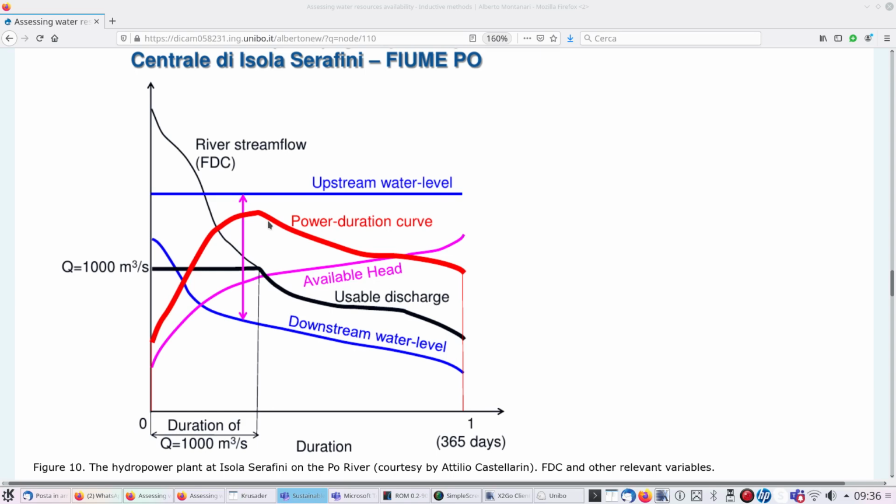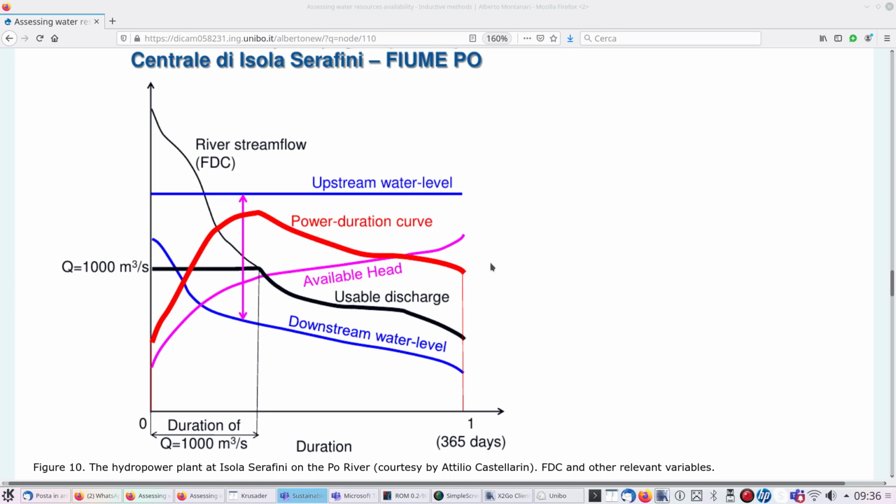So for this reason, I said I am expecting the max of the power duration curve around the duration of 1000 cubic meters per second, but not precisely there. It depends on the case study. Maybe here they are coincident, but this is generally not always true. Okay.